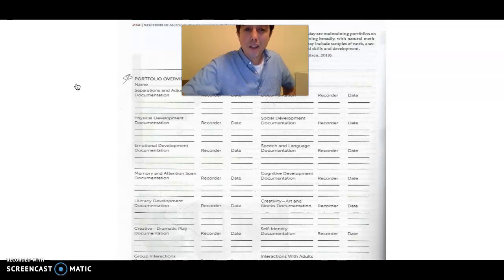Emotional development. Well, that one day they had that temper outburst, but I've also seen another day where they're very happy to do a certain activity. Memory and attention span. How long can they remember things and stay focused? Literacy development. How are their reading skills? Reading out loud, reading to themselves.